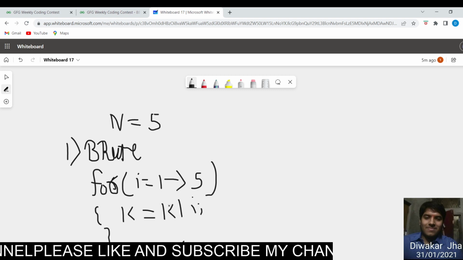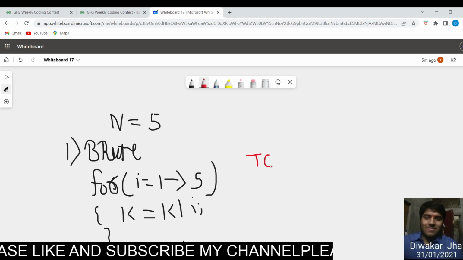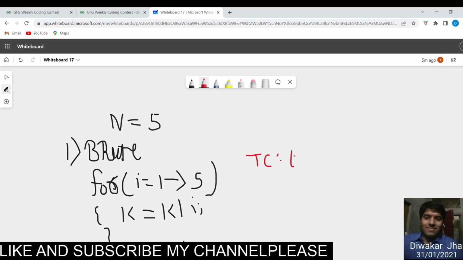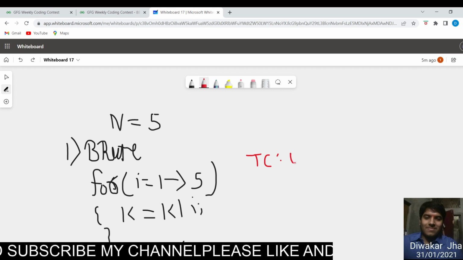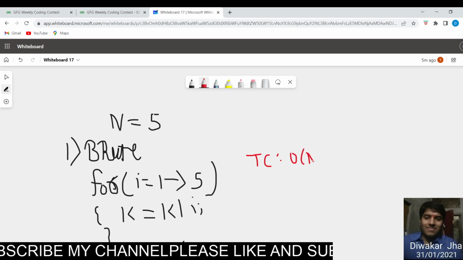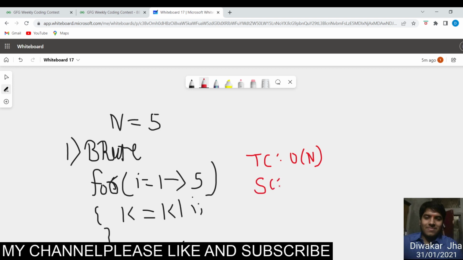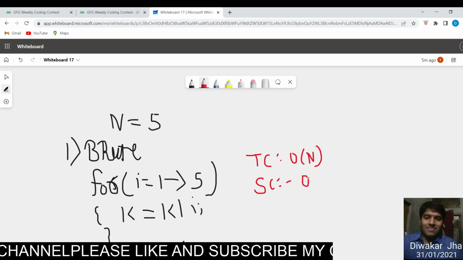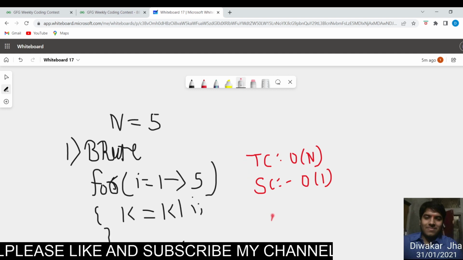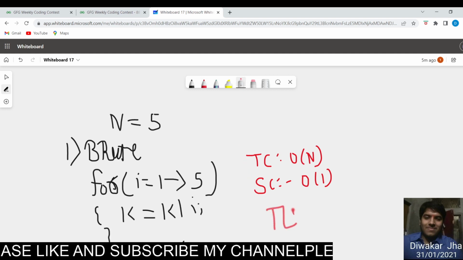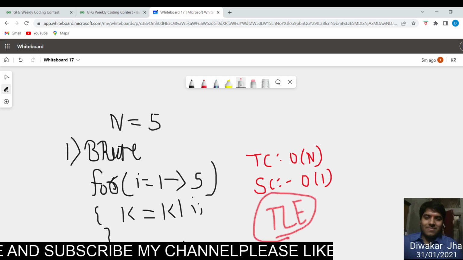I hope you all understood this well, but this approach has a time complexity of order of n, and you know very well that the space complexity is order of 1. This approach will not work here in this contest, because it will give a time limit exceeded.